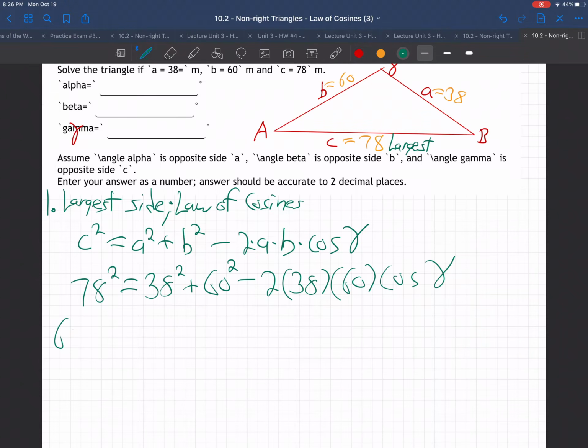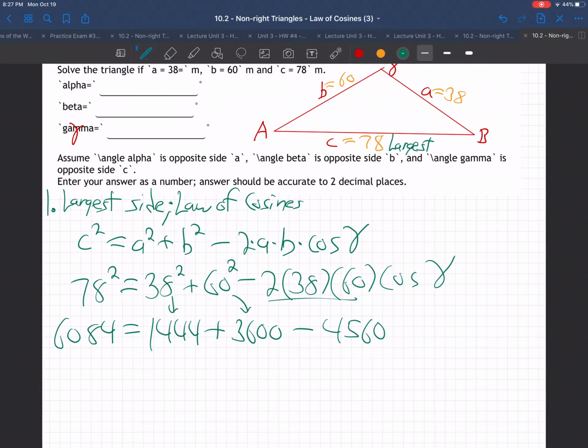So I'm getting 6084 for 78 squared, 38 squared is 1444, plus 3600, minus 2 times 38 times 60, which is 4560, times the cosine of gamma. All right, trying to solve here. I'm going to add those together, I guess. 3600 and 1444, I'm going to add these two. I can't do the other one, this is a separate term, right? That has to stay together.